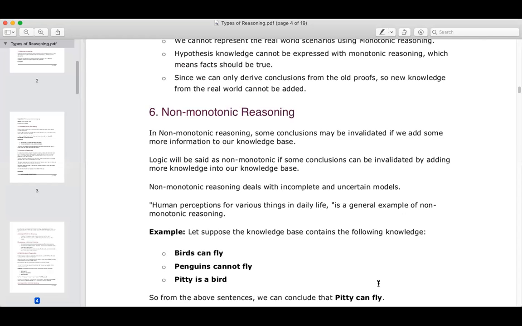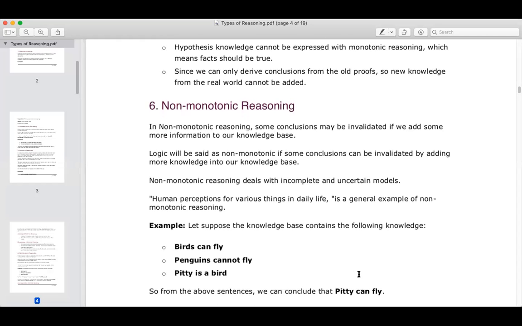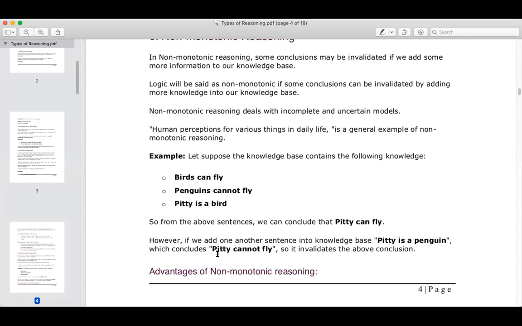Isn't it, chickens are there, they have feathers but they don't fly. Penguins are there, they cannot fly. Right, so from the above sentences we can conclude that pt can fly. So if we add one another sentence into the knowledge base, that pt is a penguin, which concludes pt cannot fly, it invalidates the above conclusion. Is that clear now? So this is non-monotonic.